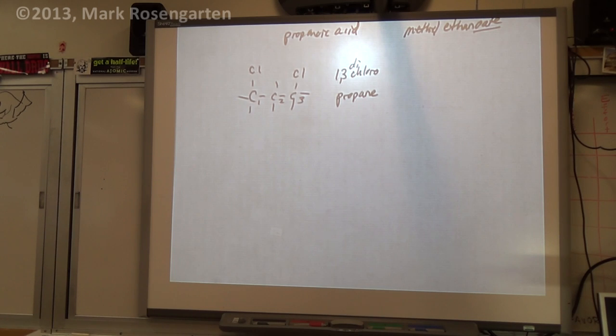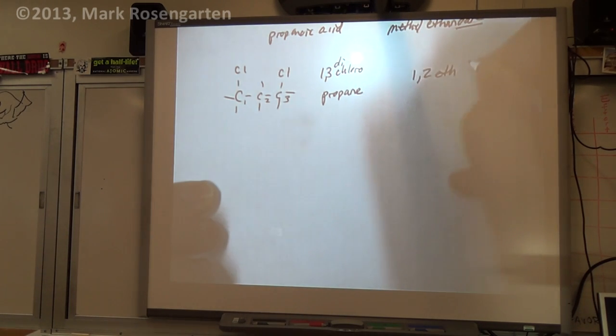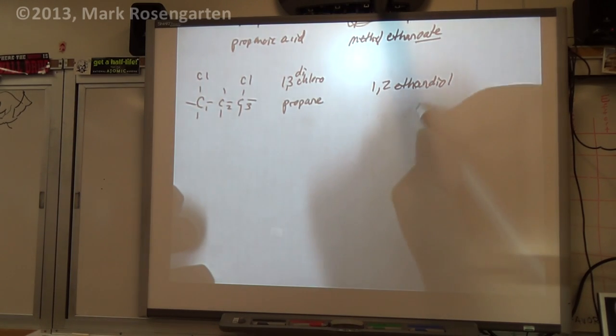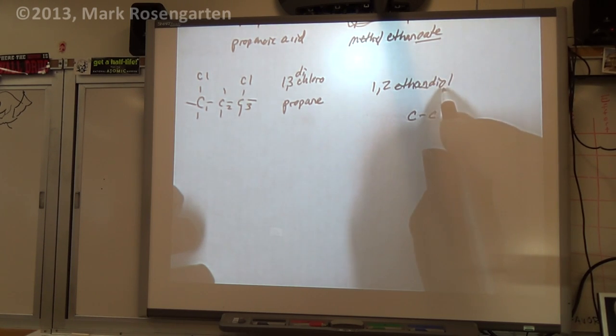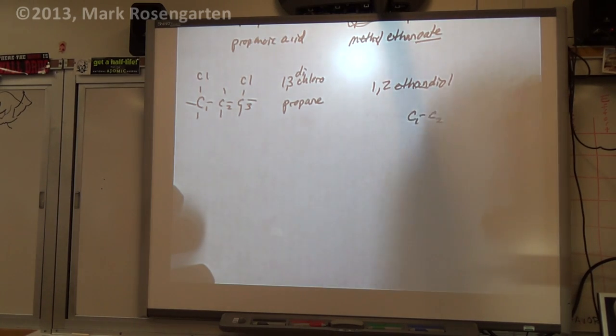What about 1,2-ethanediol? 1,2-ethanediol, also known as ethylene glycol, also known as antifreeze. It's in the name. Eth is 2 carbons. Ethan means they're single bonded. Diol means there's 2 OHs, one on the first carbon and one on the second carbon. So we have an OH here and we have an OH there, and the rest of them are hydrogens.